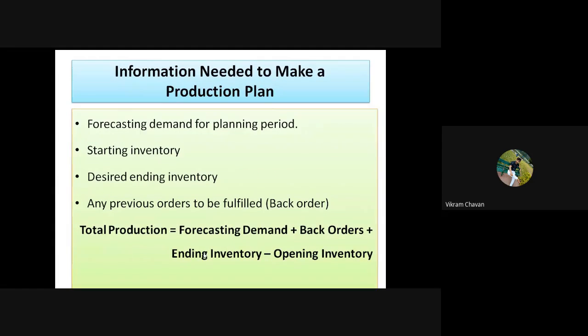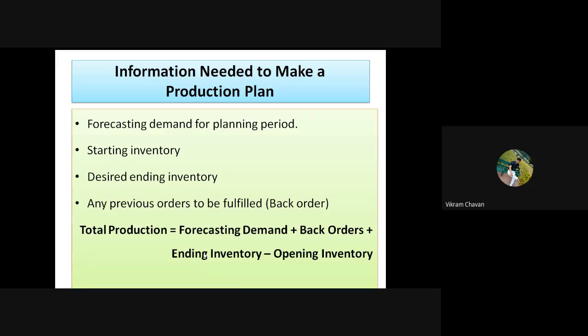What kind of information will you require as a production planning engineer or production engineer? First is the forecasting demand for the planning period. Now consider that you are in the month of December and you want to plan for the next 1 year, from January to 31st December. In that case, you should know the demand of the product in your market. For that purpose, you require some past data and the current, present situation data. On that basis, you forecast or predict your product demand in the market. Okay, so this is the first parameter.